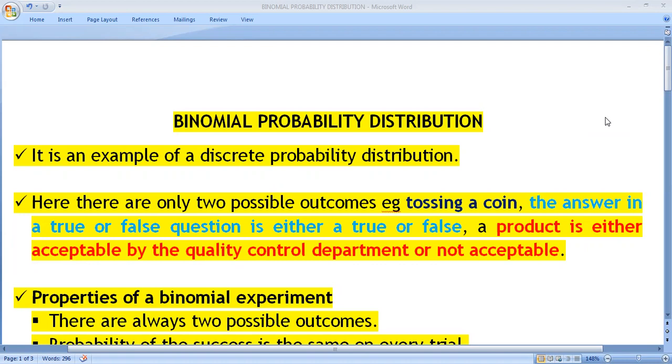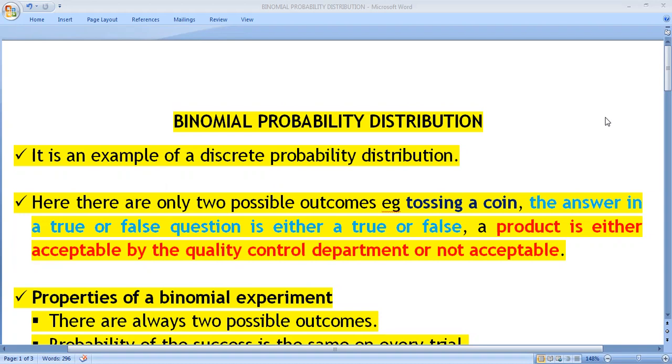Now, binomial probability distributions are an example of a discrete probability distribution. In such experiments, there are only two possible outcomes. For example, tossing a coin. Every time we toss a coin, there are two possibilities: either the head or the tail.